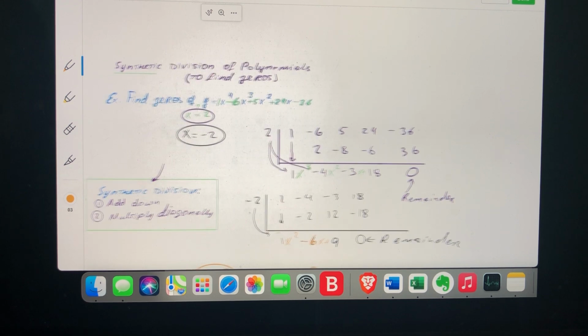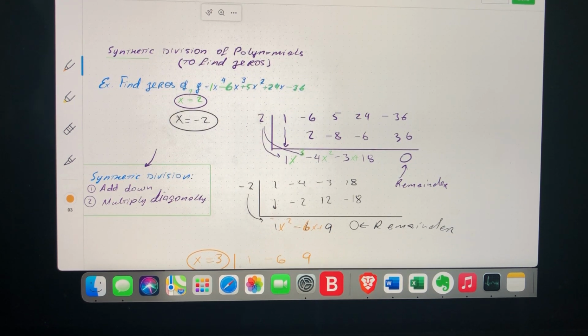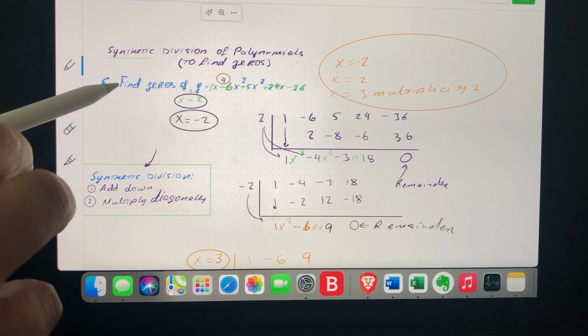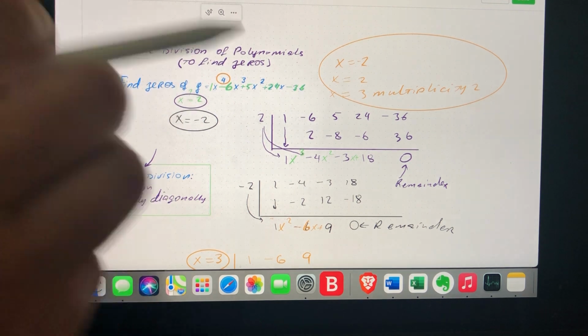So using synthetic division, we have found 4 solutions, just like the fundamental theorem of algebra promised: -2, +2, and then 3 happened twice, so multiplicity 2. And that means that we have 3 and 3 again, total of 4. So that's the answer to the question: using synthetic division, find all 4 solutions.